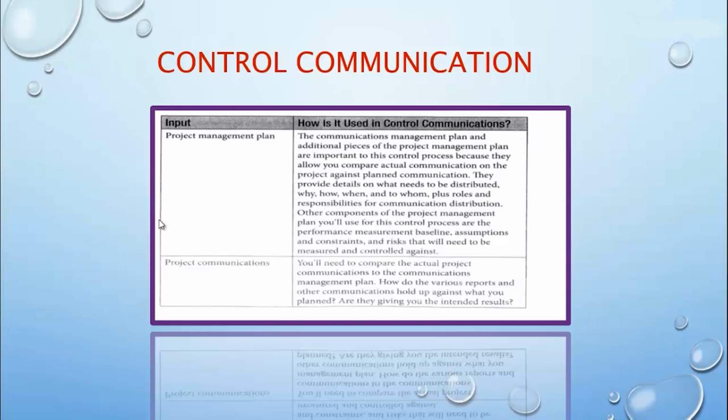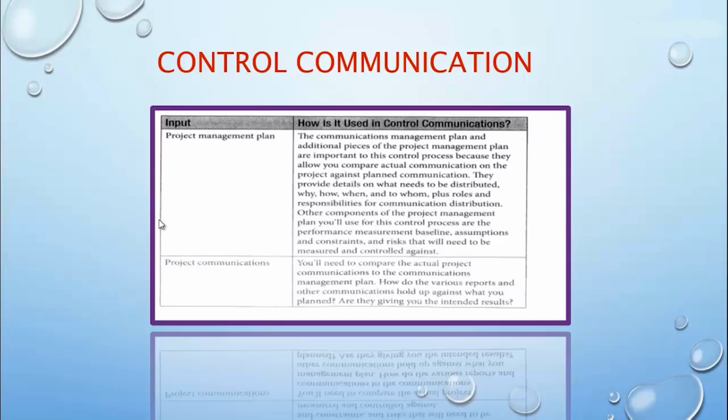Now when we say control communication, the input is the project management plan. How is it used in control communication? The communication management plan and additional pieces of the project management plan are important to this control process because they allow you to compare actual communication on the project against planned communication. The project management plan serves as your baseline. They provide details on what needs to be distributed, because in the communication plan you give details on to whom you are going to communicate, to whom this kind of information is going to be distributed, and also the responsibility for communication distribution.